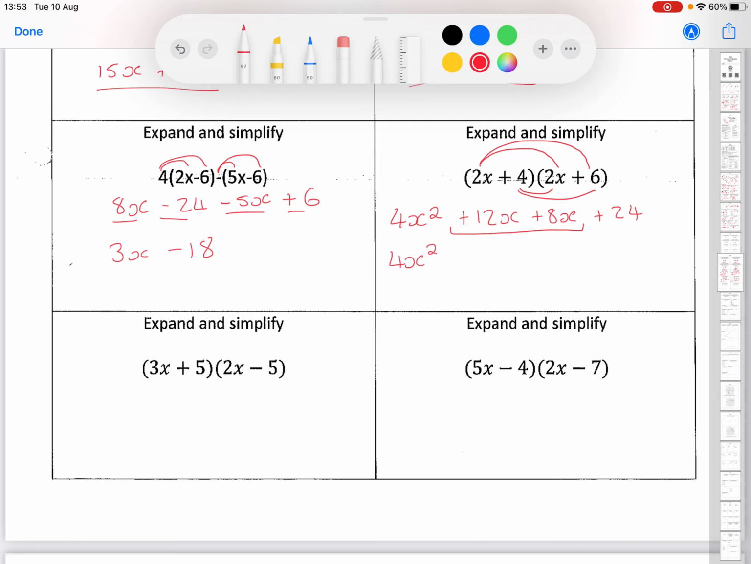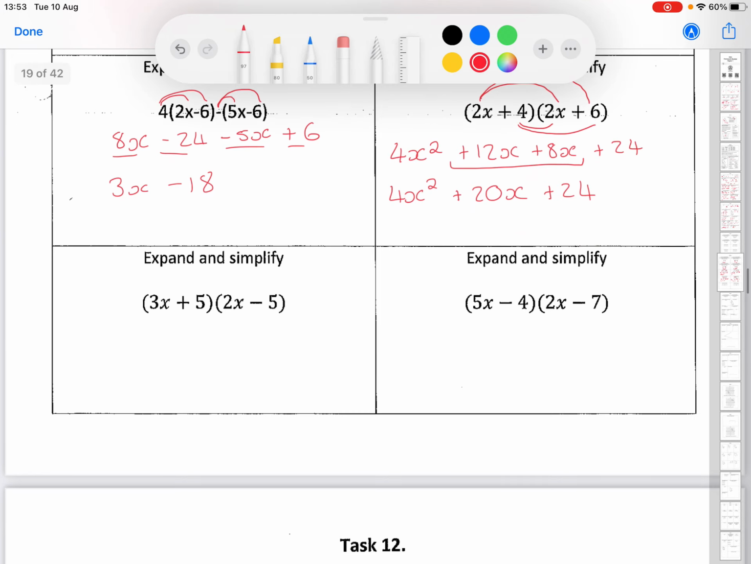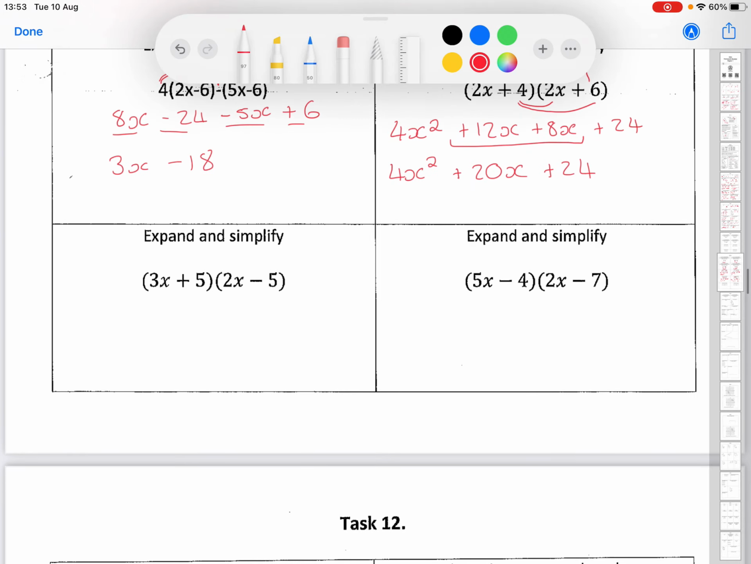So I've got my 4x squared, there's no other x squared, so I can't add that. All I can do is add together these ones. So I got 12x add 8x, which gives me 20x, and my 24 on the end. So you can't add those together because they're different variables. It's basically got an x squared in, that's just got an x, and that's got nothing.